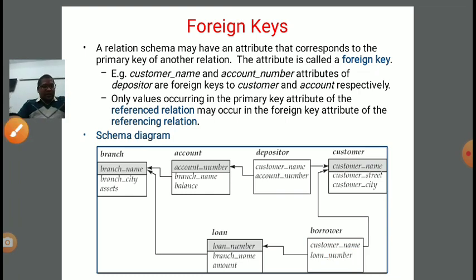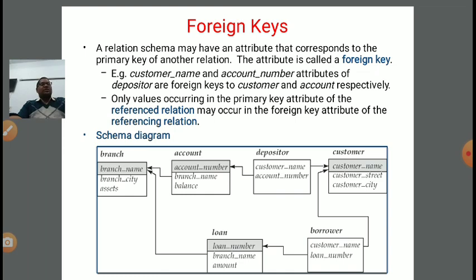In the borrower relation also, customer name is a foreign key because it is the primary key of the customer table, so it references the customer table. The second attribute is loan number, which is the primary key of the loan table. In the loan relation, there are three attributes: loan number, branch name and amount. Loan number is the primary key of the loan table, but it is referenced by which table? The borrower table. So in the borrower table, there are two foreign keys. In the depositor table, there are also two foreign keys.